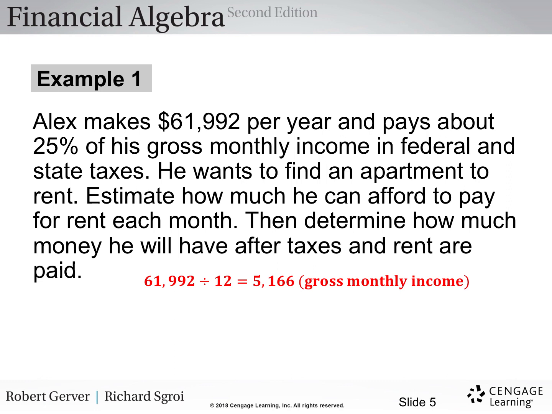So the first thing we're going to have to do is find out what his gross monthly income is. Now, remember, when we're talking gross income, this is income prior to any deductions, any taxes, anything like that taken out. Now, we know his yearly gross income is $61,992, but we want to find out what that amounts to each month. So we're going to divide by 12 and come out with $5,166 as his gross monthly income.